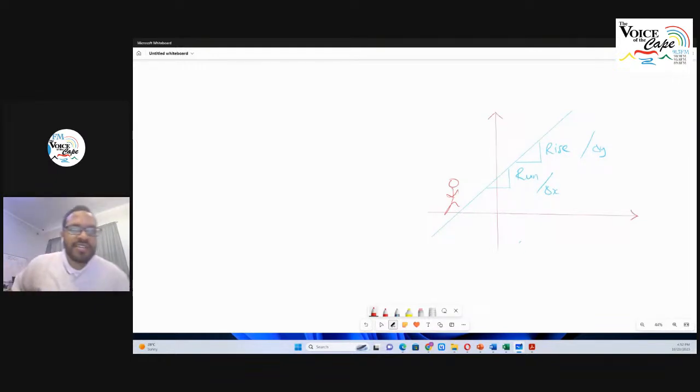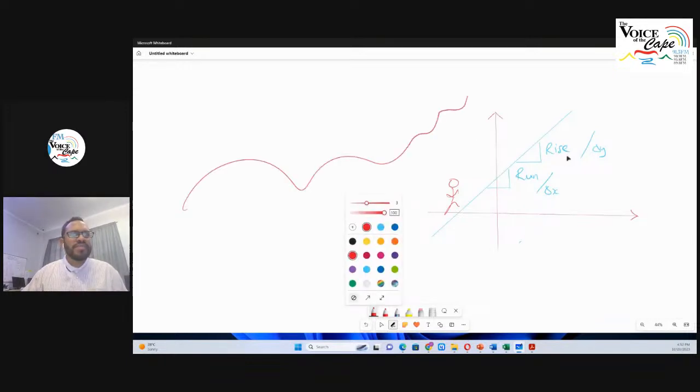Now, calculus is particularly interested in what happens on other curves, okay? So let's just take this curve that looks like that. What does this mean? If I look at the steepness over here, then the gradient is consistently changing. Over there, there's going to be a bit more effort that I have to put in when I'm running here versus when I'm running over here, right? Versus when I'm going downhill. So here, the gradient is consistently changing.